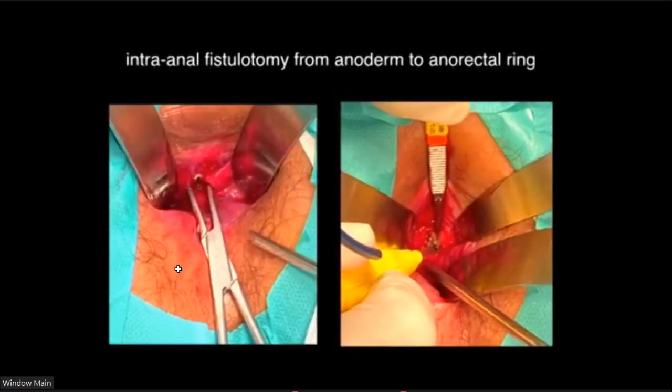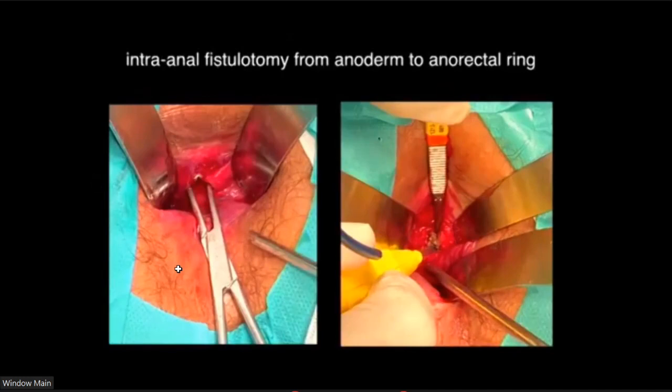So I cut the internal opening. From the internal opening, I cut up, I cut down. I cut up and I cut down. This is the intersphincter. I cut a little bit up and I cut down.